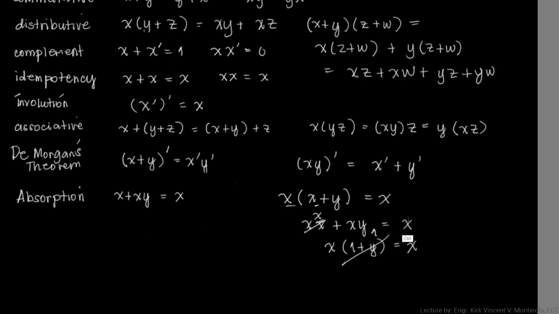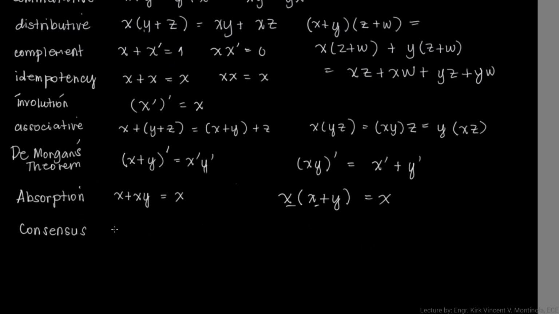So if you can really see that the other theorems or postulates are just derivatives, I mean, they are derived from the postulates above. So we try to raise this one, then we add another postulate which is called the consensus.